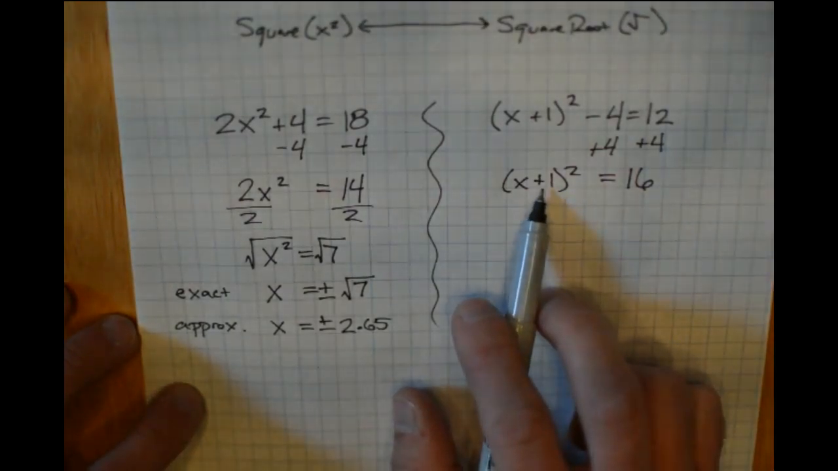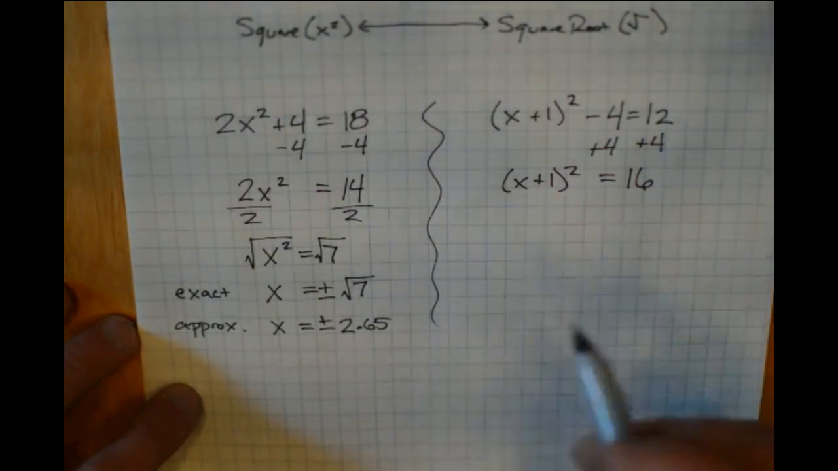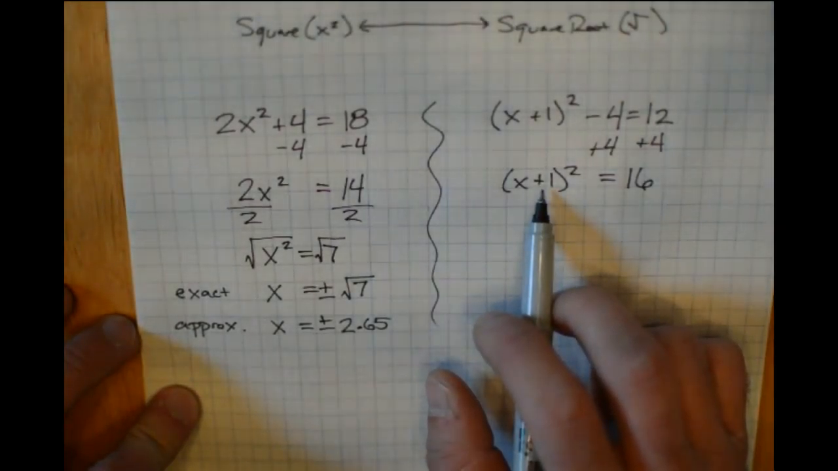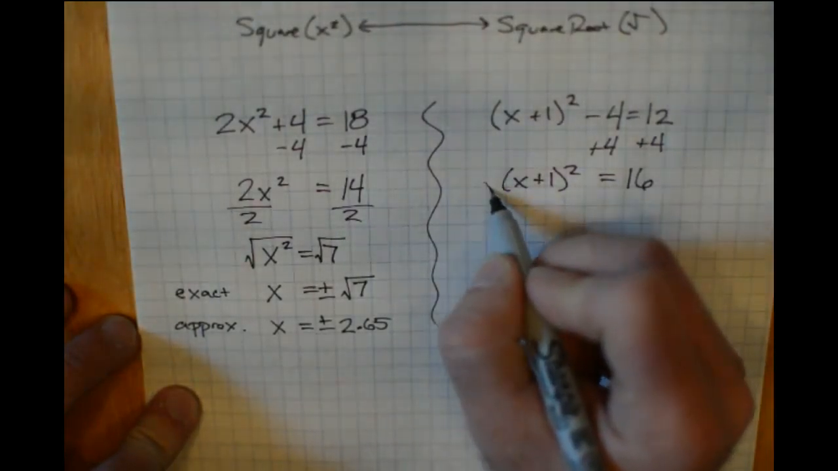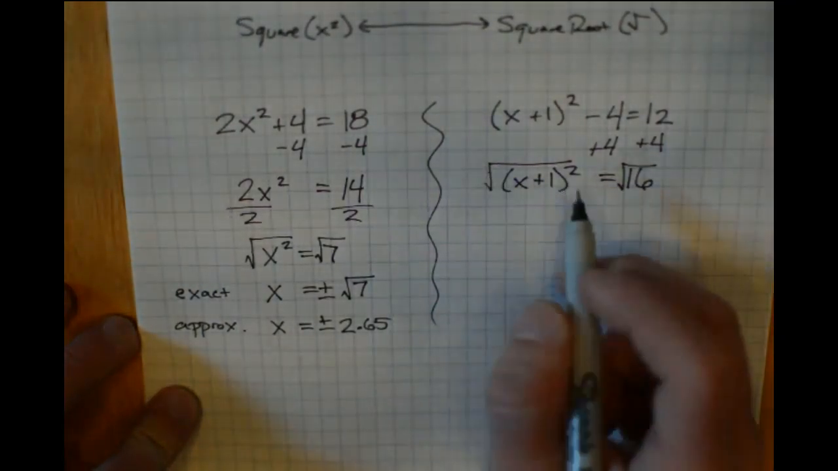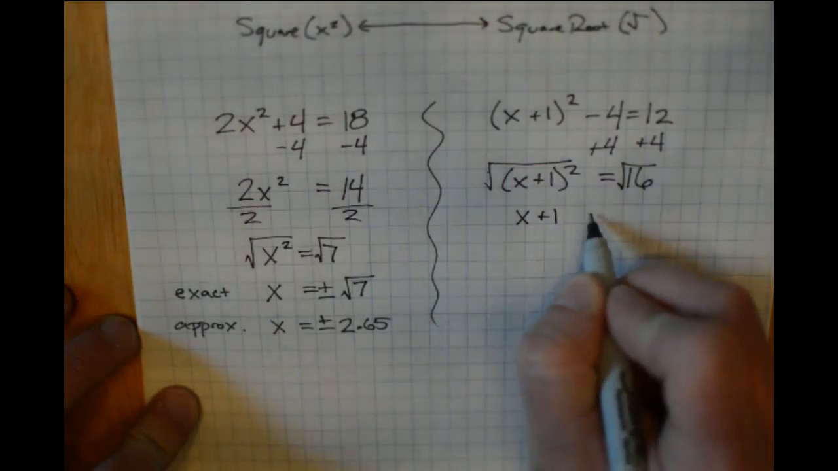Now I want to get rid of this plus 1 and this square. I can't do anything with this plus 1 right now because it's trapped in the quantity. I have to get rid of that square before I can do anything to that plus 1. So I need to do the inverse here and take the square root. On the left, the square root and the square cancel, and I have x plus 1.